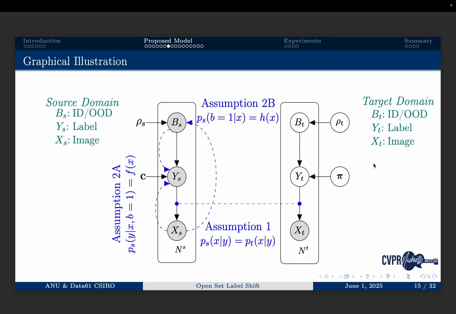The following is a graphical illustration of our model. On the left-hand side of the graphical model we have BS, YS, and XS, representing the random variables of ID versus OD data, the ID label, and the image. And on the right-hand side, we have BT, YT, and XT, representing the similar random variables on the target domain.